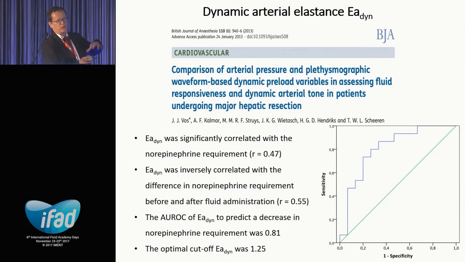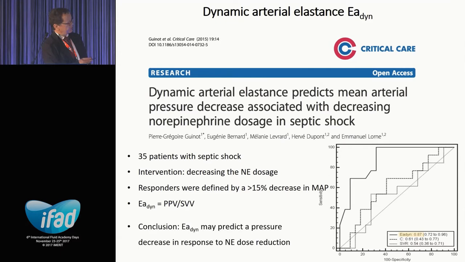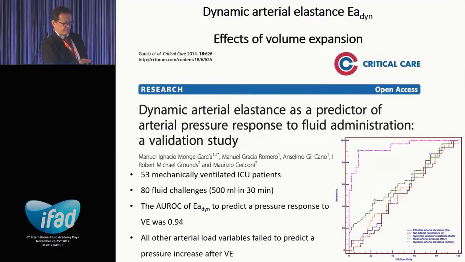So if we give fluids to our patients, we could decrease the norepinephrine requirement, and we could predict this quite nicely, as you could see here from this receiver operating curve. And this is also confirmed by a French group here, which did pretty much the same thing in patients with septic shock. Also, they could decrease the norepinephrine dose and could predict this by the decrease in this arterial dynamic elastance.